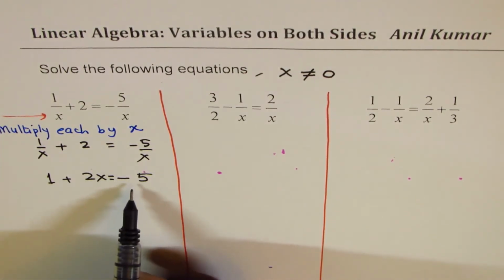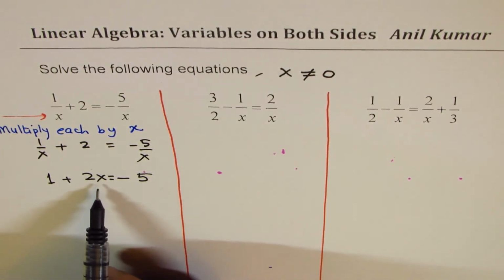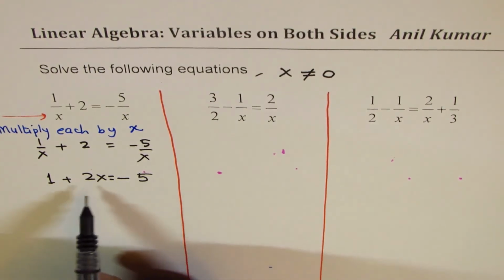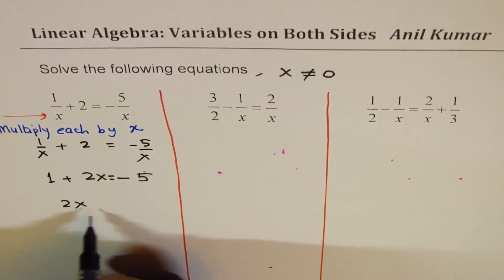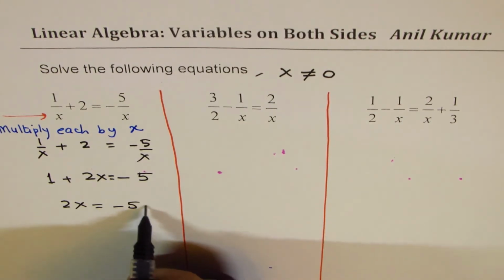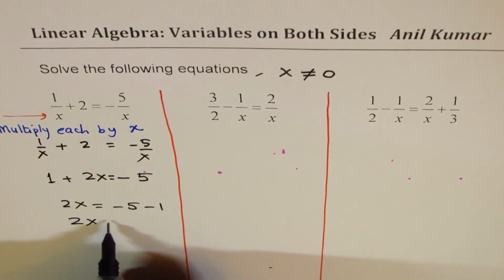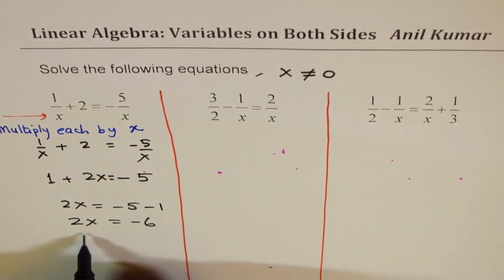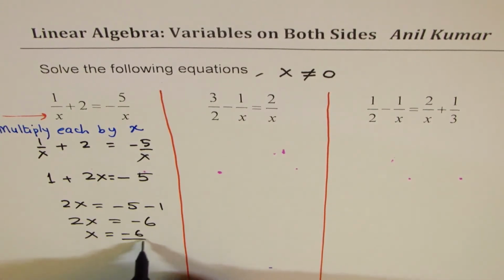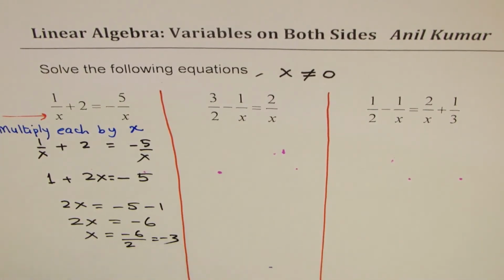So in this equation now, there is only x on one side and the numbers. Let's solve this. So we get 2x equals to minus 5 minus 1. 2x equals to minus 6 divided by 2. X equals to minus 6 by 2, which is minus 3. Right? So we get our answer as x equals to minus 3. You can check this. It will work.